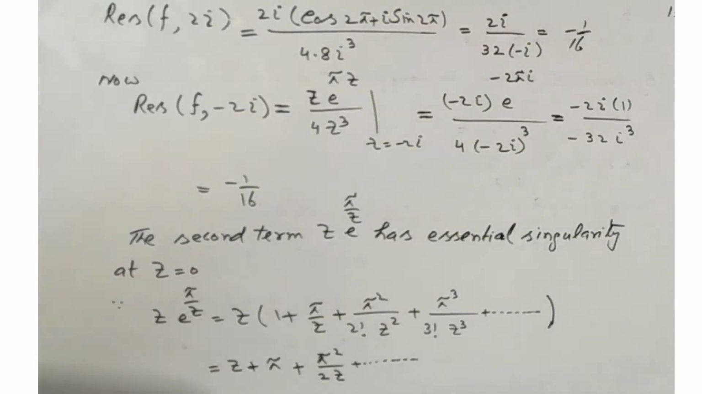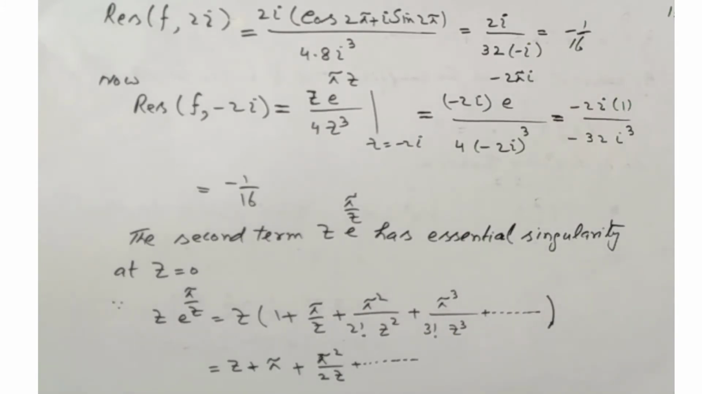Now on the previous page, e to the power 2 pi i becomes cos 2 pi plus i sin 2 pi by using Euler's formula, and cos 2 pi equals 1 and sin 2 pi equals 0. So this becomes 2i over 32 times minus i. So after simplification, this is equal to minus 1 by 16. So this is the residue of the function at 2i.